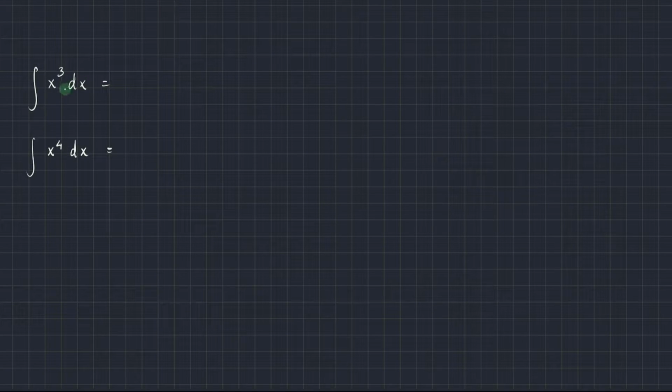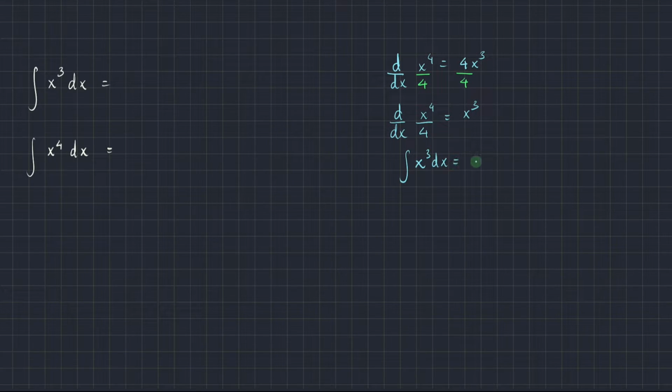Performing a similar analysis for x cubed dx, we know that the derivative of x to the 4 is 4x cubed. But we have this 4 coefficient on the x cubed, which we want to get rid of, so we just divide both sides by 4. What ends up happening is that we get the derivative of x to the 4 over 4 equals x cubed. Consequently, the integral of x cubed dx is going to be x to the power of 4 over 4 plus c. Now you can probably notice a pattern.